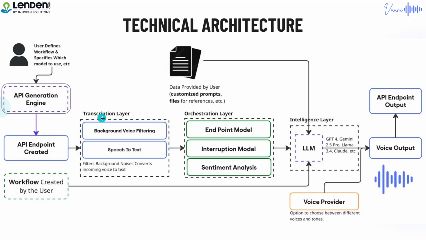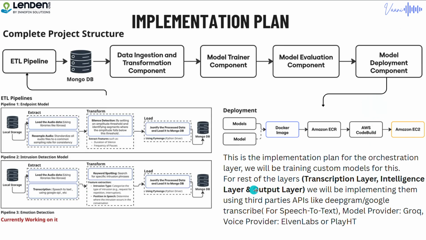For the other layers like the transcription layer, intelligence and output layer, we will be using pre-made APIs, like Deepgram for transcription and model providers such as Groq, and then voice providers for voice output, ElevenLabs or PlayHT. So the ETL pipeline and deployment is ready. I worked on them. These are the two ETL pipelines. Because we are in a hurry, we can't describe it. Please refer to this.